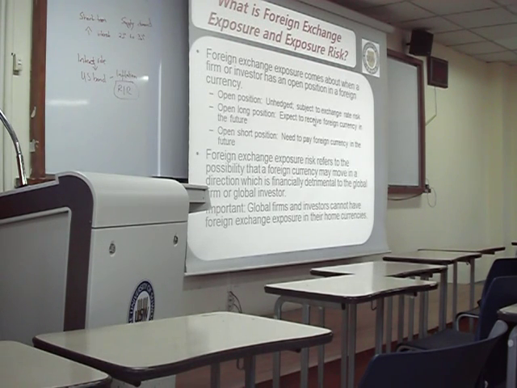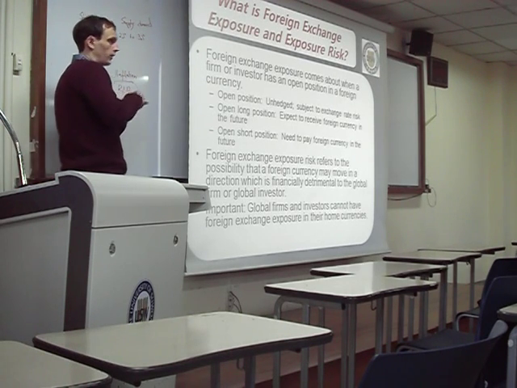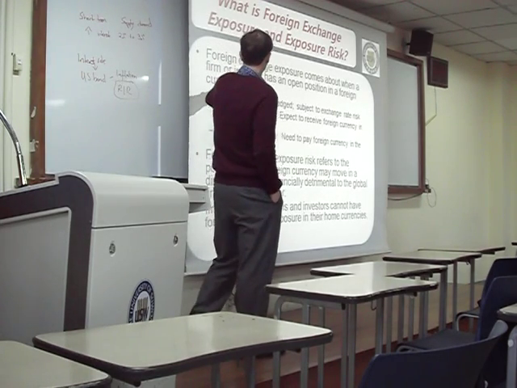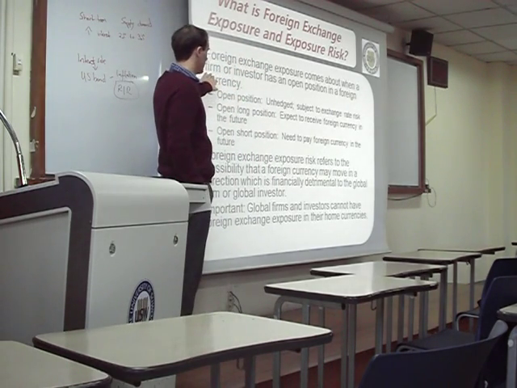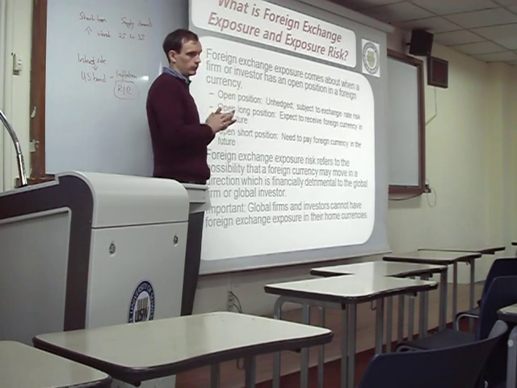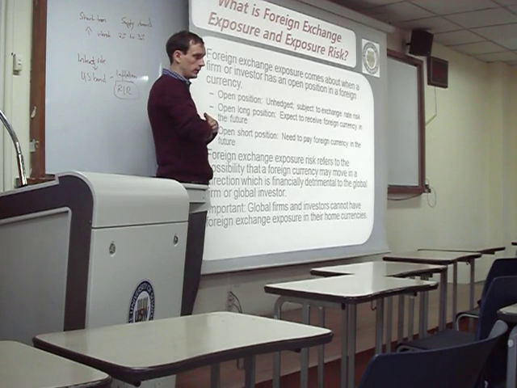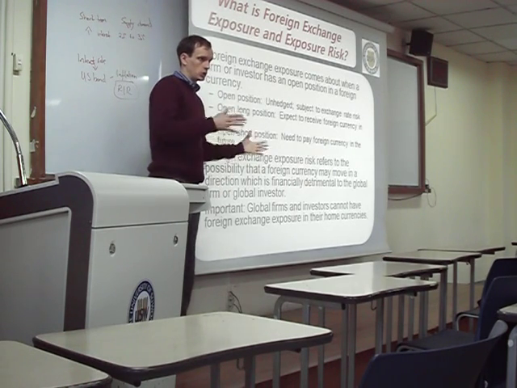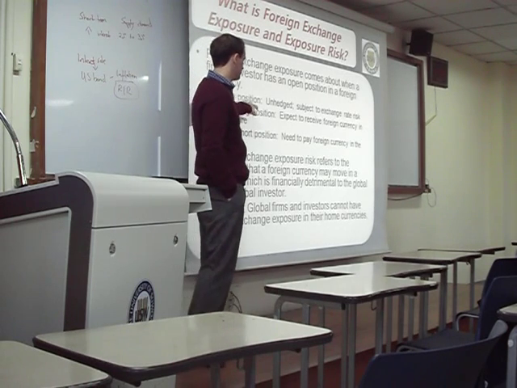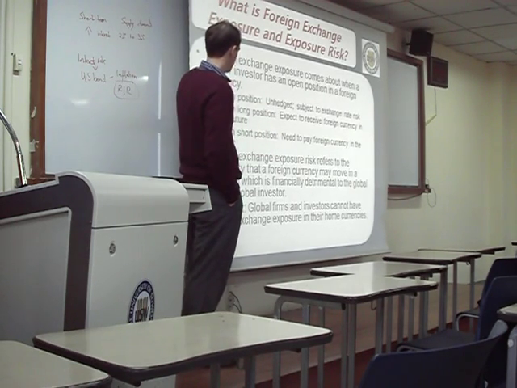So what is exposure? I'm exposed to the sun, I can get burnt. Okay? The foreign exchange exposure comes about when a firm or investor has an open position in a foreign currency. So if my arm is open, then I have an open position for the sun, right? So it just means I have some position with the foreign currency. Open position means currently unhedged, uncovered, not covered, subject to risk.